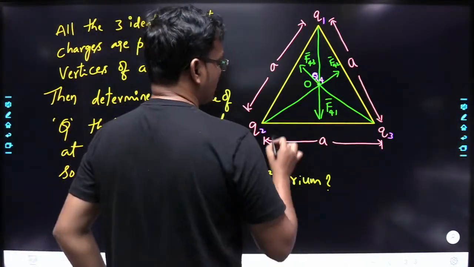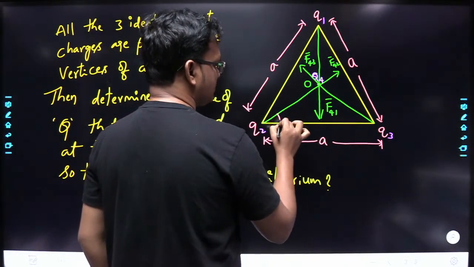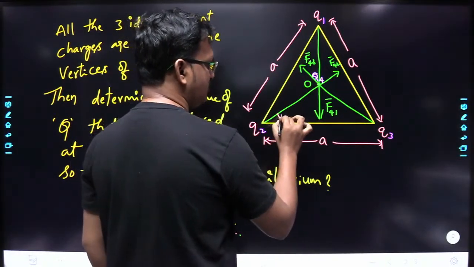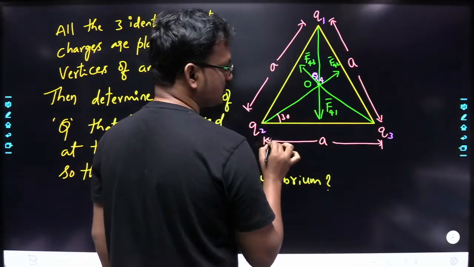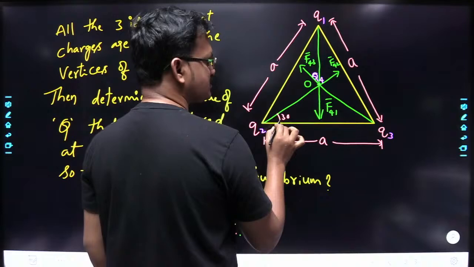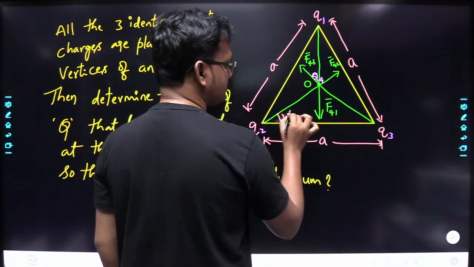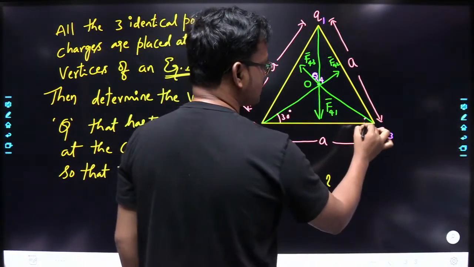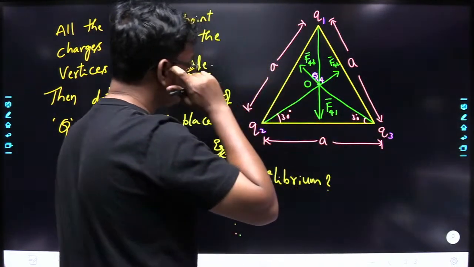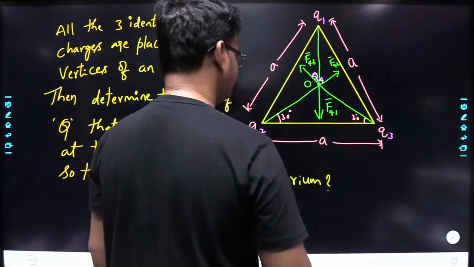Now see here, what is this angle? This total angle is 60 degrees, so this angle will be 30 degrees. Yes or no? So this angle is also 30 degrees.